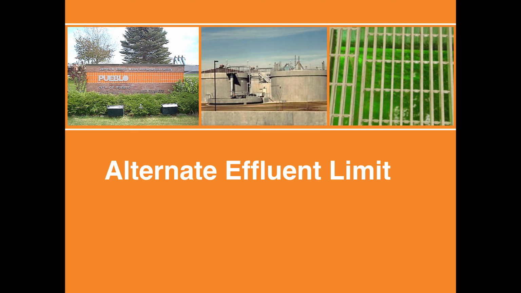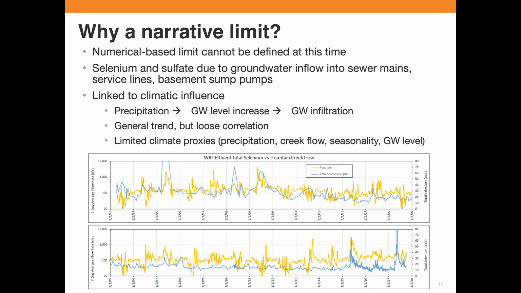So what did we come up with as our alternate effluent limit, and why did we do a narrative one? We did a narrative limit because, as I've talked about earlier in this presentation, we couldn't figure out the variables. We have precipitation, groundwater comes up, it comes to the plant, it goes in, and we can't treat it very well. We treat 50% of selenium, but we don't treat any of the sulfate at all. It just comes in and goes out.